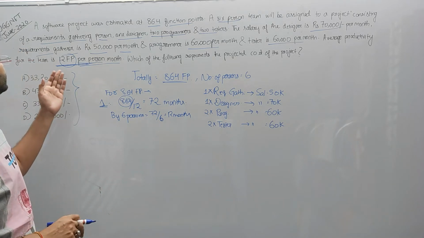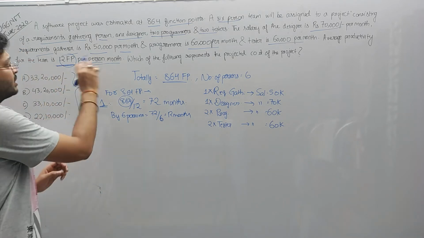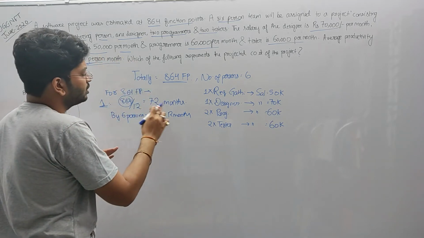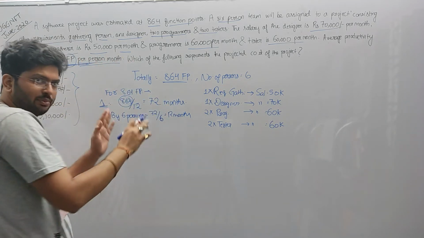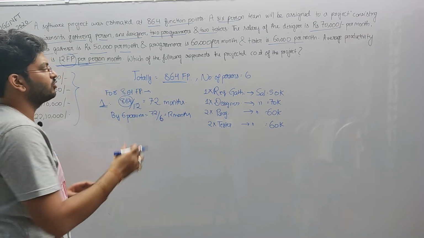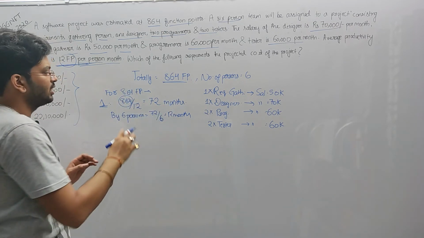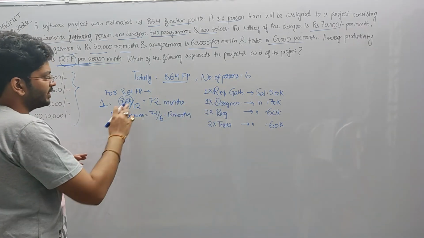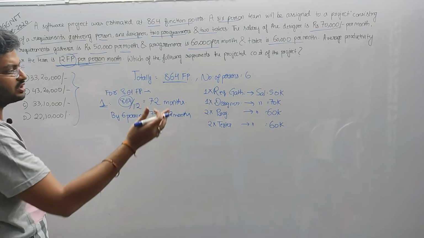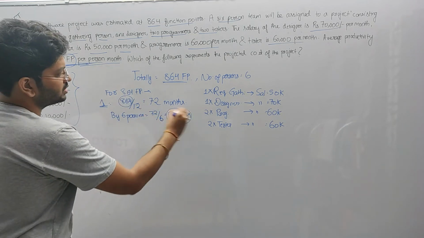Okay, so it is 12 FP per person month, which means by a single person it is taking 1 month. Here 72 months for a single person. If the function point is developed by a single person, then it will be taking 72 months, and we are having 6, so dividing 72 by 6, it is 12 months. Now they are asking the projected cost, so I got the total duration as 12 months.